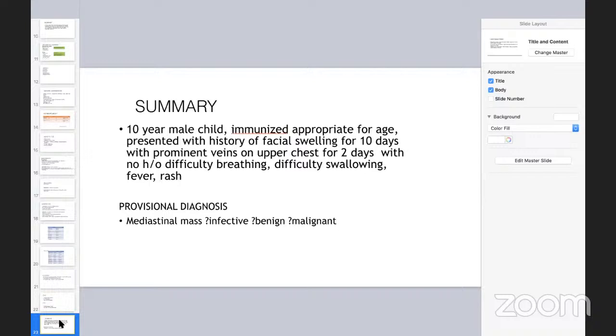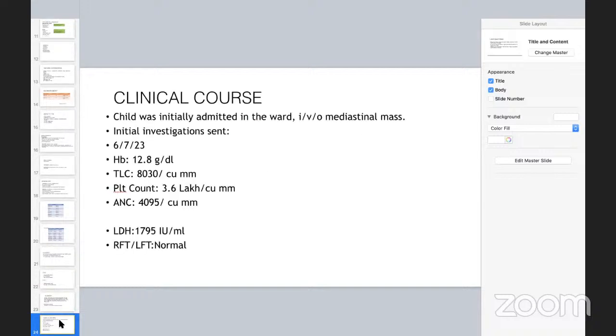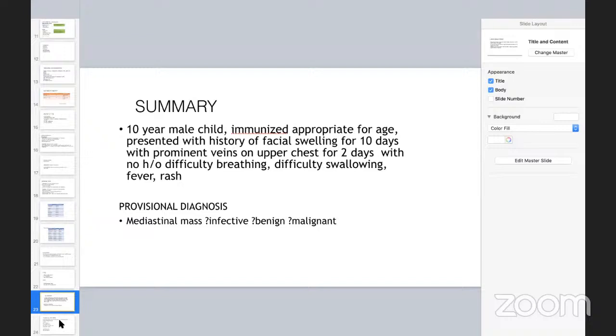So the provisional diagnosis currently is, as the MRI outside showed a mediastinal mass, was this mediastinal mass infective, benign, or malignant in nature? Yes. So I would like to ask you, Nimisha, what is the additional thing here? There's a mediastinal mass, but the facial swelling and prominent veins, what is the syndrome called? Ma'am, the syndrome is called superior vena cava syndrome, because when a mass is impinging on the superior vena cava, there is increased congestion and venous drainage is hindered, so the child is presenting with swelling of the face. Right. So is there any difference between superior mediastinal syndrome and superior vena cava syndrome?